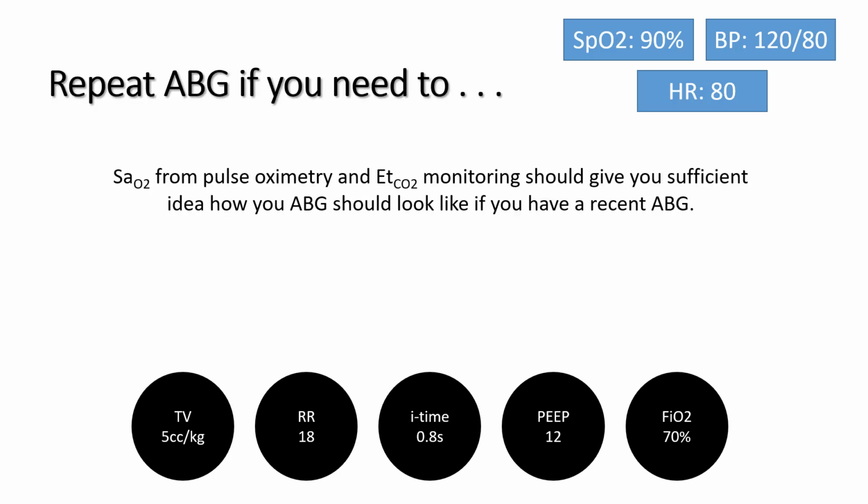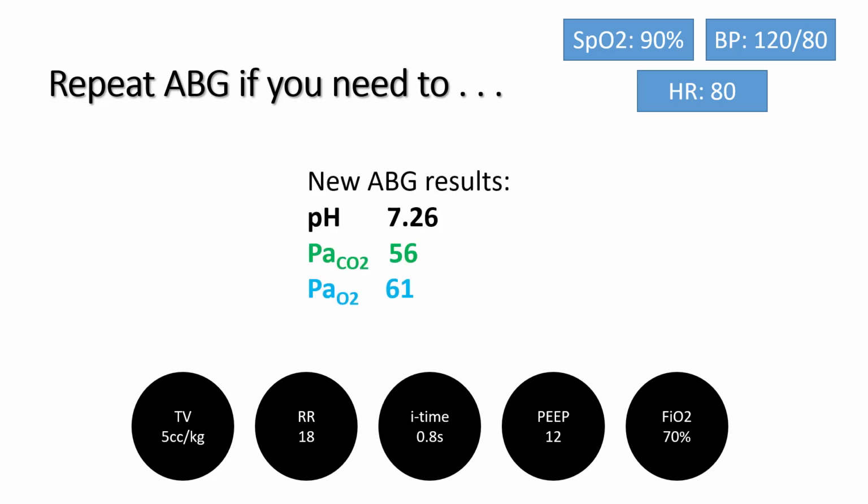After changing, it's advisable to get an ABG. However, if you have got pulse oximetry and end tidal monitoring, that would give you a sufficient idea of where your new ABG should look like, but get one if you make a lot of significant changes. In this case, our new ABG shows a pH of 7.26, PCO2 of 56 and PO2 of 61, and to me that is a beautiful ABG, and we'll see how this patient does.